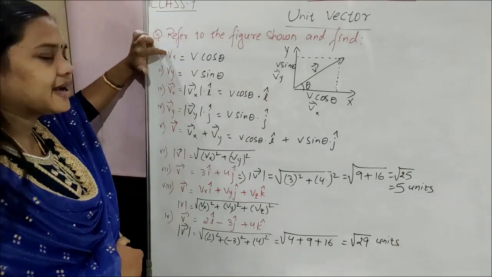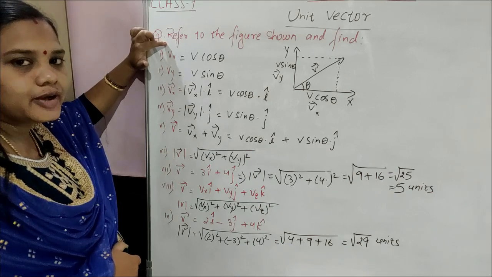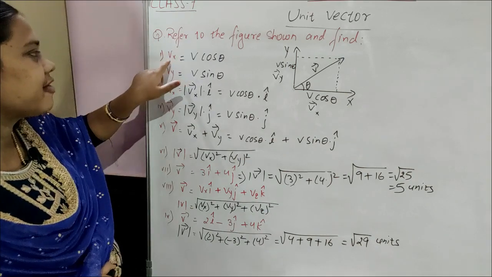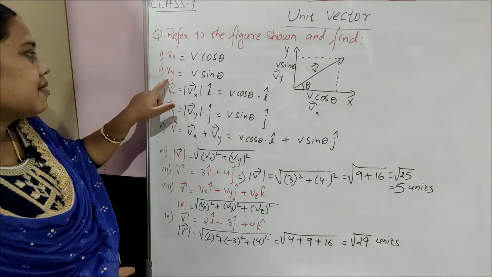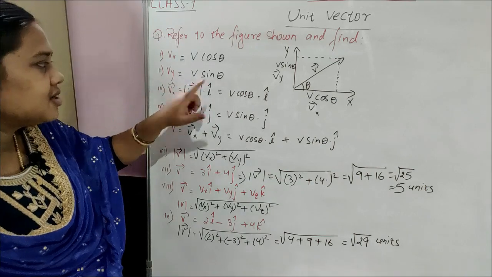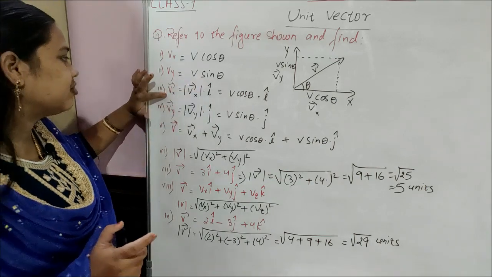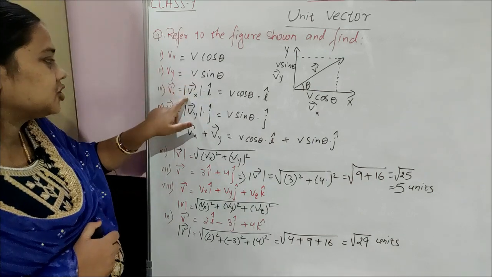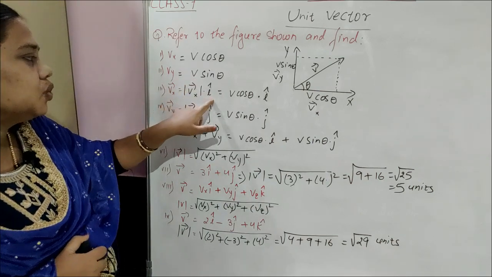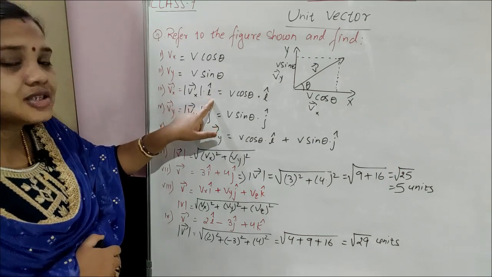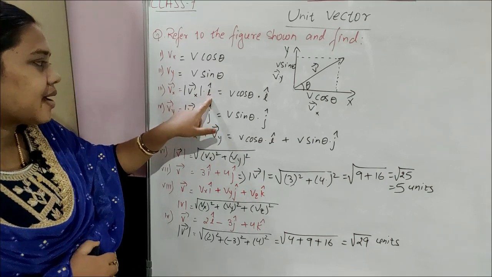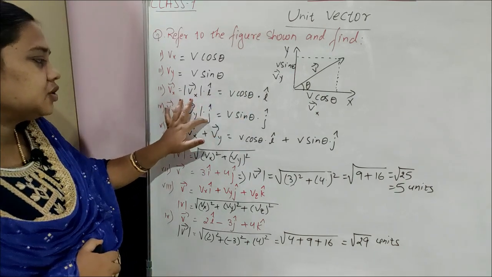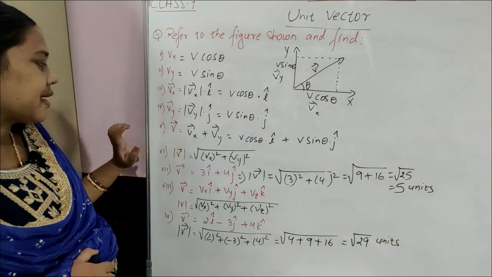You have to find Vx. No arrowhead means it's not a vector, it's a magnitude. So magnitude of vector Vx, how much? V cos theta. Magnitude of vector Vy is what? V sin theta. Now vector Vx, how can you represent the vector? Magnitude into unit vector. Which direction is it? Positive x direction. So i cap. So V cos theta i cap. Like that, vector Vy, magnitude into unit: V sin theta into j cap.